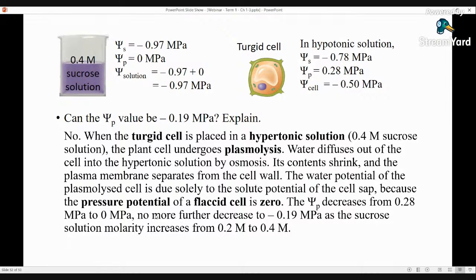As the sucrose solution molarity increases from 0.2 to 0.4, because it has become zero, the pressure potential is zero. But in calculation, they still show you like this.